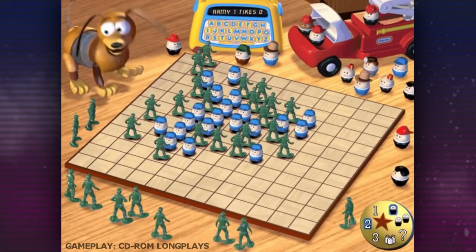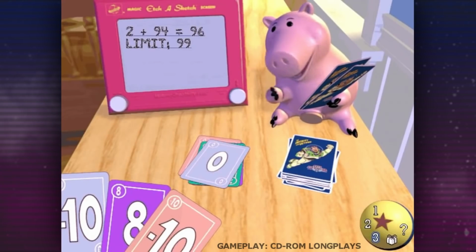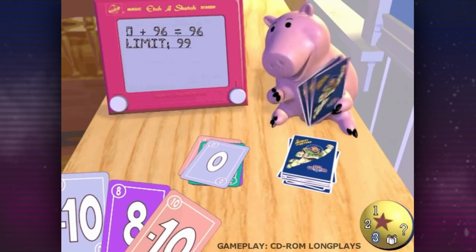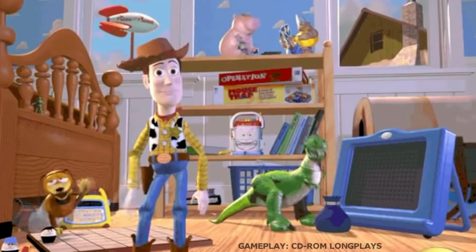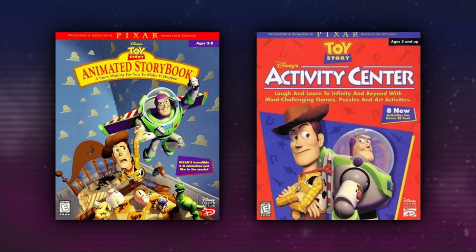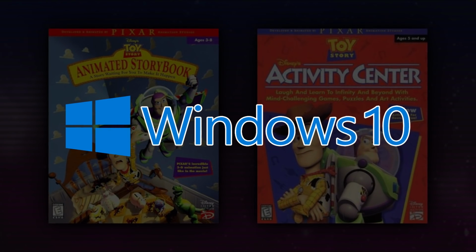Once again. Credit where it's due, another high-quality title. Since it's a compilation of small games for little kids, I find this one less interesting, but it does have convincing animated sequences. These focused more on immediate situations in the game, which was closer to the feel of watching a movie. The animated storybook and activity center both share something in common. They don't work on modern operating systems.